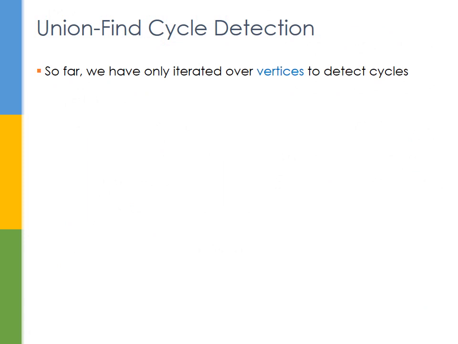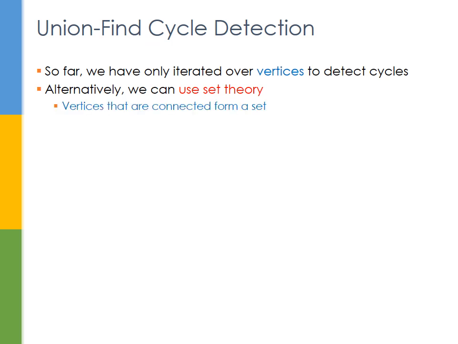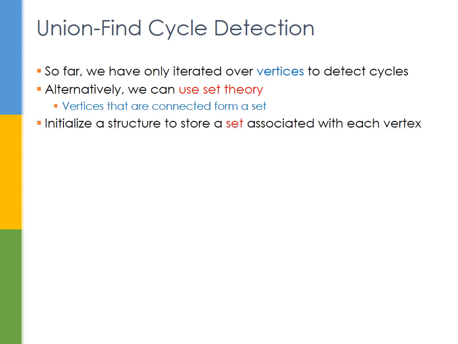So all of the cycle detection approaches that we've discussed so far have worked by iterating over the vertices within a graph in order to detect cycles. Alternatively, we can use set theory in order to detect cycles, and this approach is referred to as the union-find cycle detection approach. So vertices then that are connected by means of edges form a set, and we are going to build up sets of connected vertices.